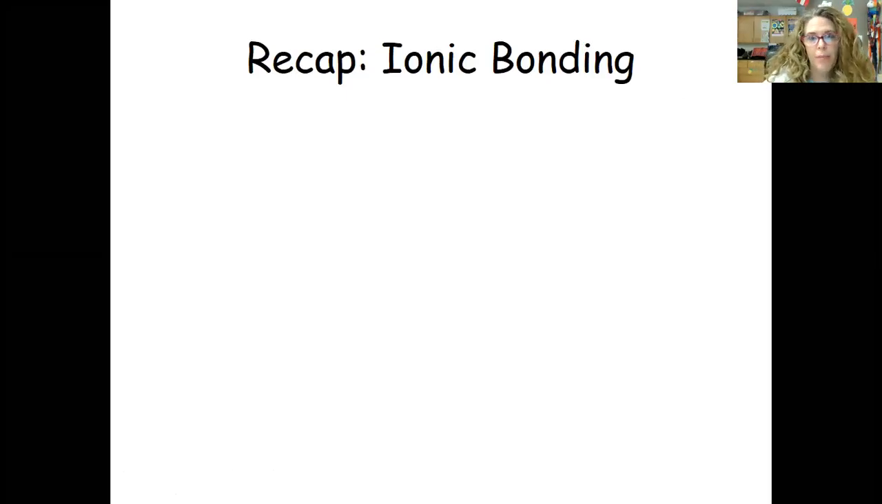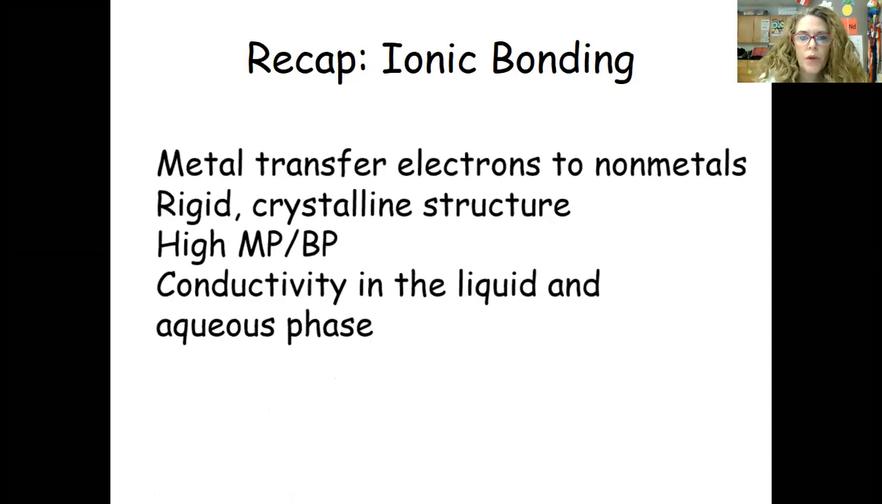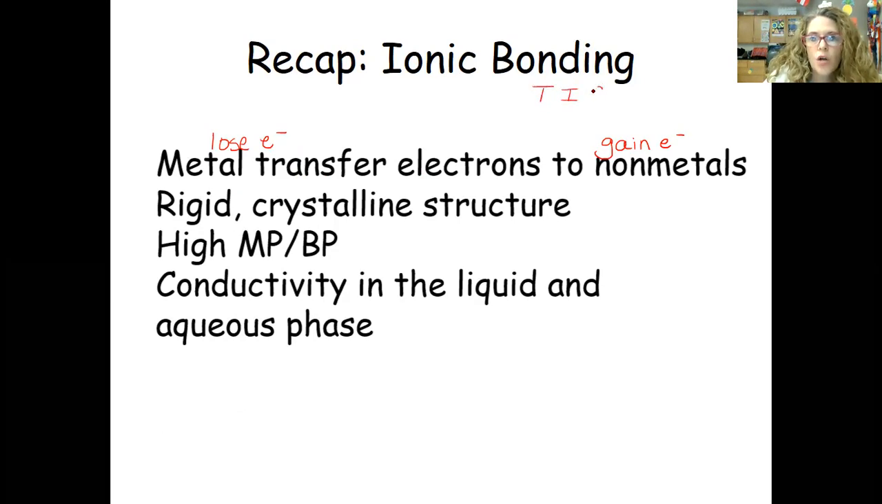So let's do a recap of our ionic bonding and our covalent bonding in the bonding unit. In ionic bonding, a metal transfers electrons to a nonmetal. A transfer means that the metal is going to lose electrons, and the nonmetal is going to gain electrons, because with a transfer, one gives and one takes. Remember: transfer, ionic; covalent, share.